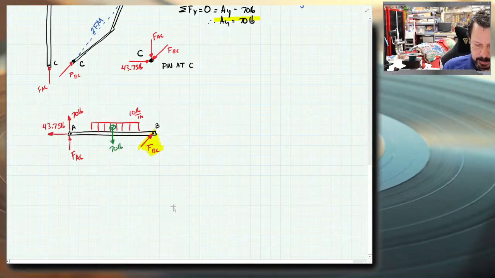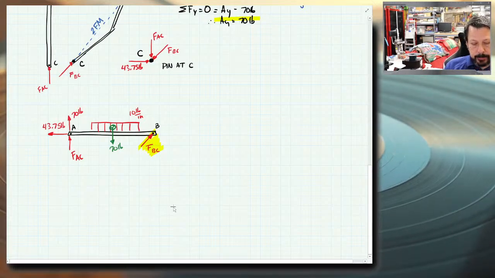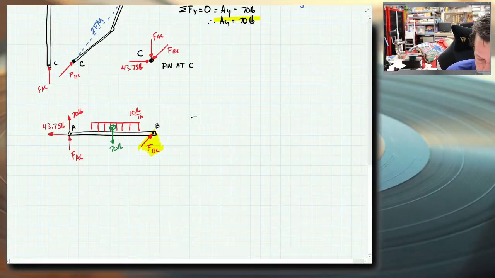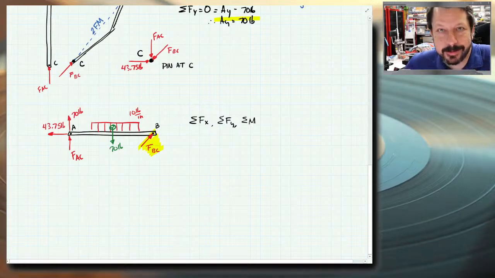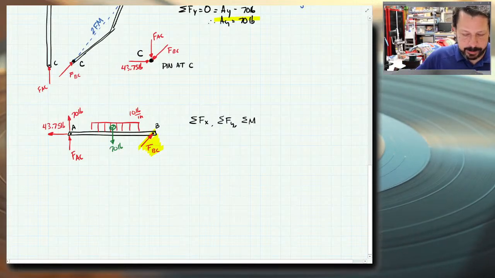And let's work on this piece. It has two unknowns, the member force AC and the member force BC. So we should be able to solve it because it's not a concurrent force system. That means I have three equations. I can work with summation of forces in X, summation of forces in Y, and summation of moments. I can work with three different equations and only have two unknowns, so I should be fine.